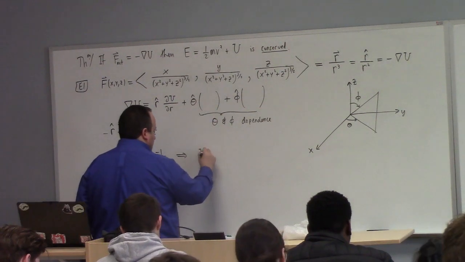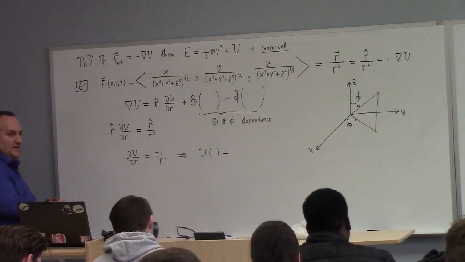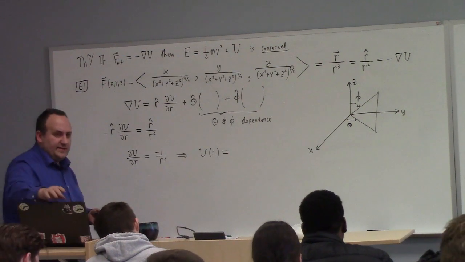So what's that tell us? U is what? Can you anti-differentiate minus 1 over r squared? What would you get?